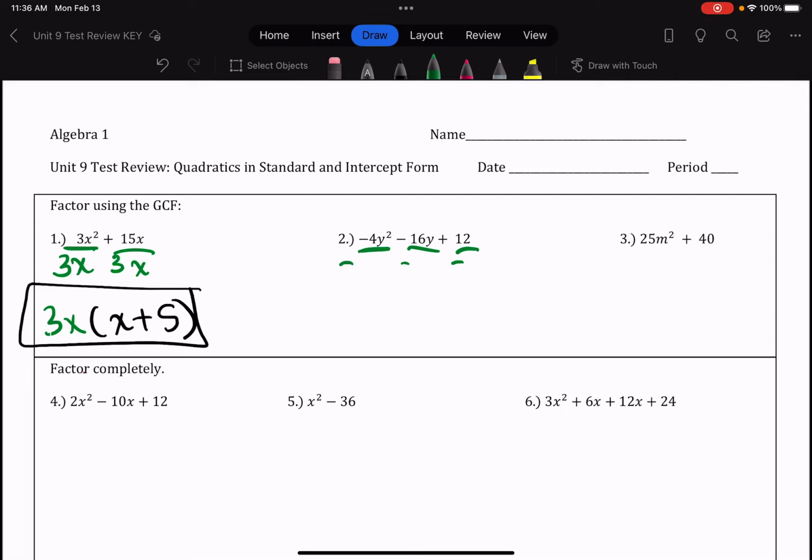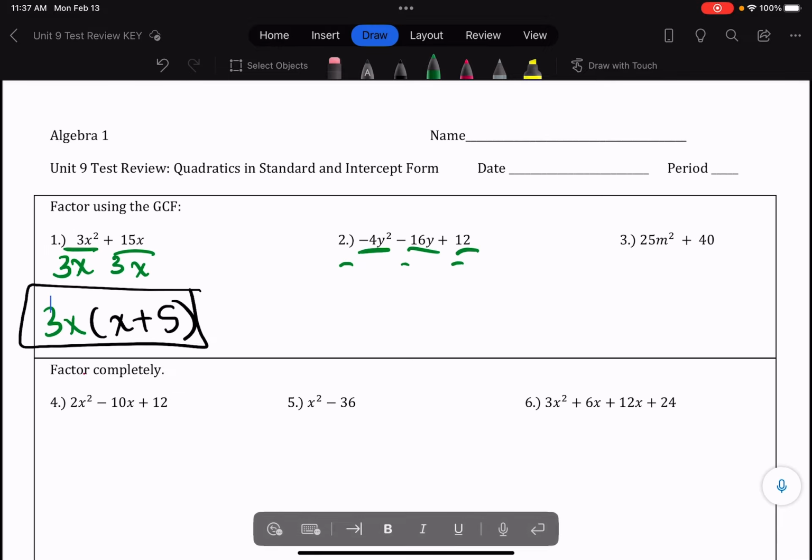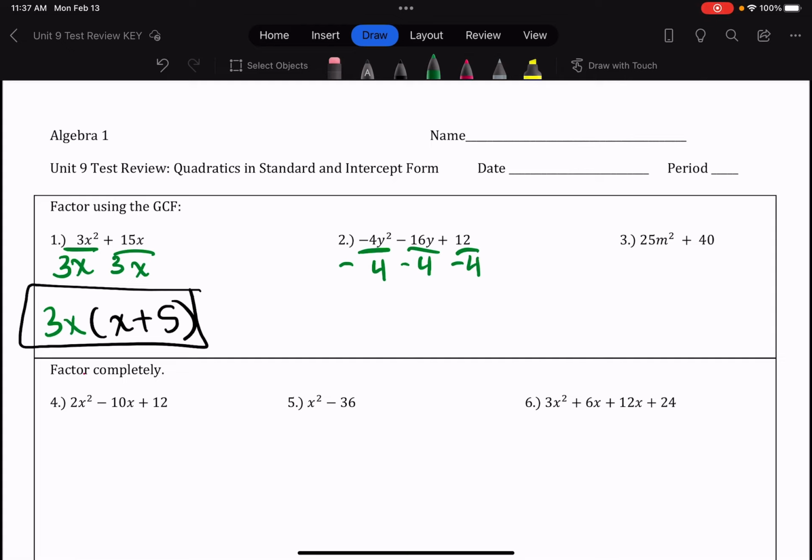Next, I'm going to look for the lowest numerical coefficient from the 3 terms, and that is a 4. So I've got 4, and I know that 4 is a factor of 4 because it's the greatest factor of 4. 16 does also contain the factor 4, and 12 contains the factor of 4. So now I'm going to factor out a negative 4 from each of these terms. And the last thing I'm going to look for in all 3 terms, do they all contain a variable? And in this case, they don't. So negative 4 is going to be my greatest common factor.